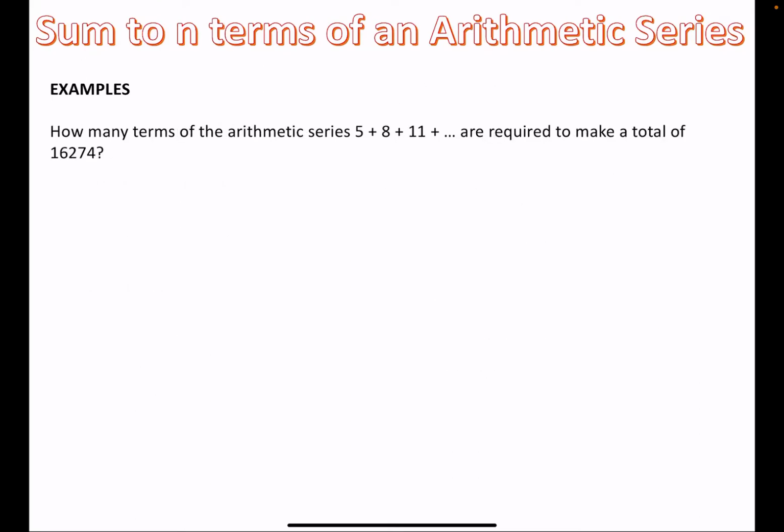Right, so a slightly different example. How many terms of the arithmetic series 5 plus 8 plus 11 plus so on are required to make a total of 16,274? Okay, so if you're completely stuck in an exam, you could just keep adding up those terms. You can see that they go up in 3s, so you can work out all the other ones and just keep adding up until you get to 16,274. But that's quite a big number, so we probably don't want to do that.